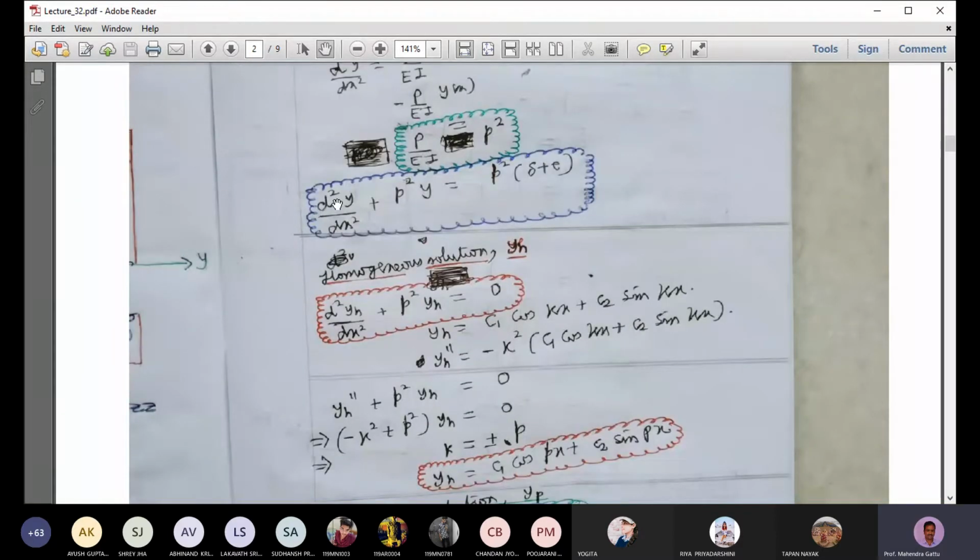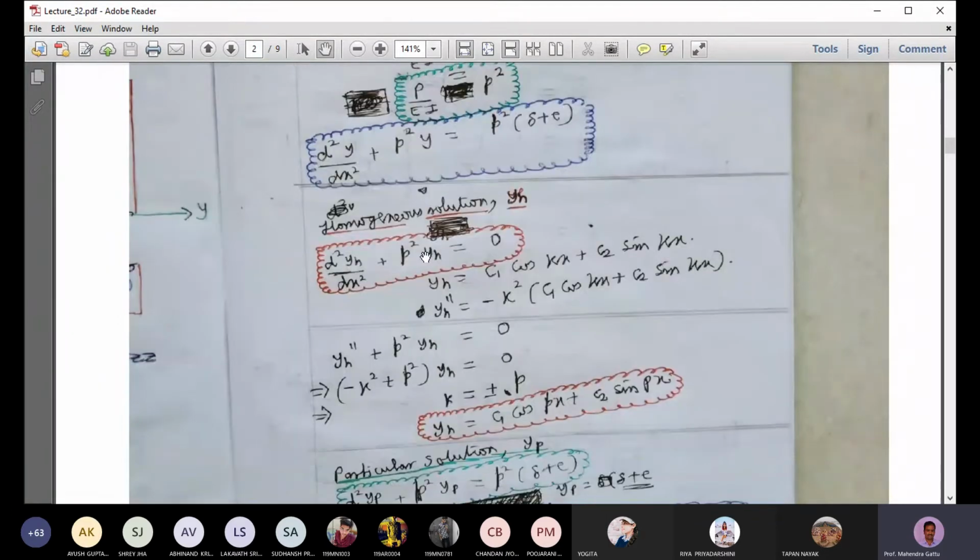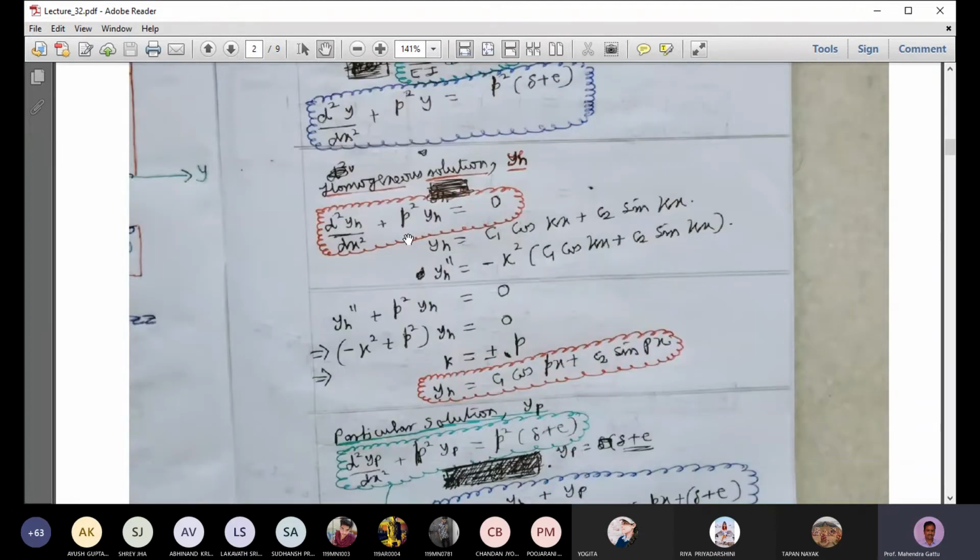It is a second order equation. The highest power is 2. So this equation will have a general solution, which will be a combination of a homogeneous solution and a particular solution. The homogeneous solution is yh of x, and we want to find what that is. So we write the homogeneous equation here: d square yh by dx square plus p square yh is 0.